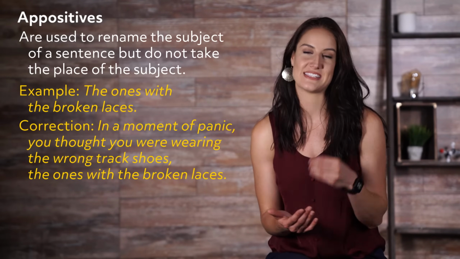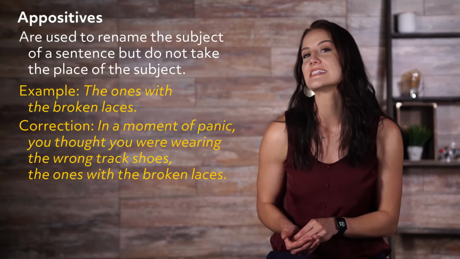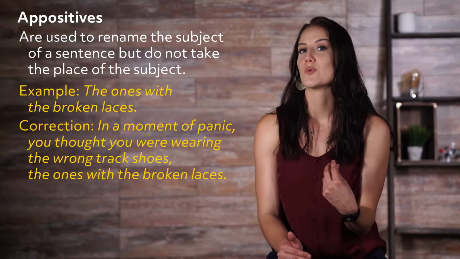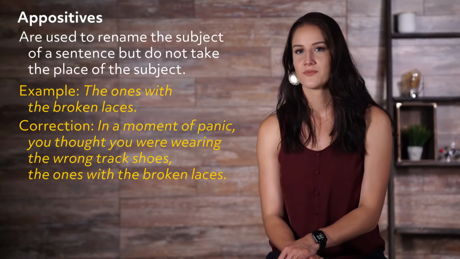We also see with this sentence that the ones with the broken laces could not function as the subject because it would be too unclear as to what was being described. The final type of fragment we will discuss is the afterthought clause.